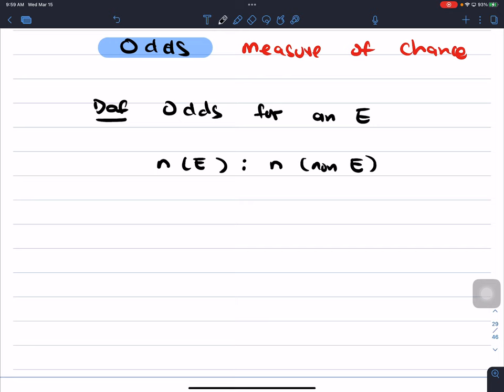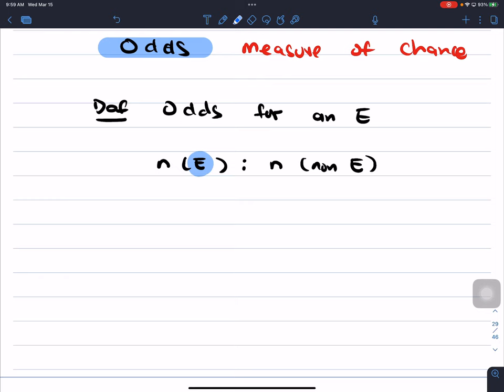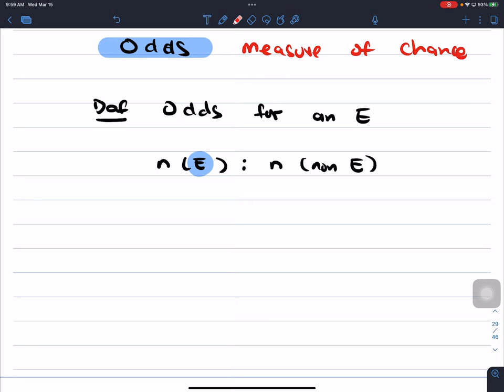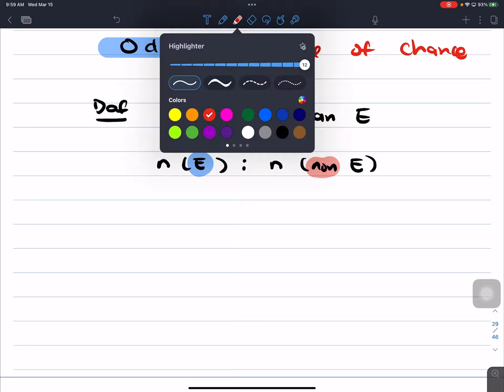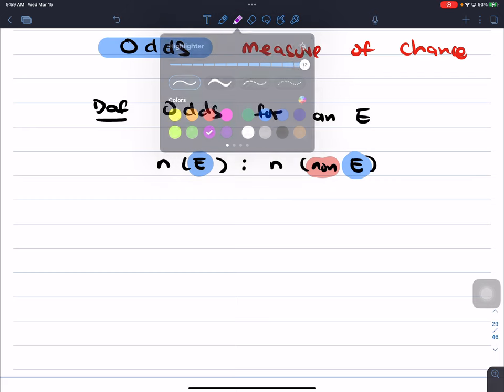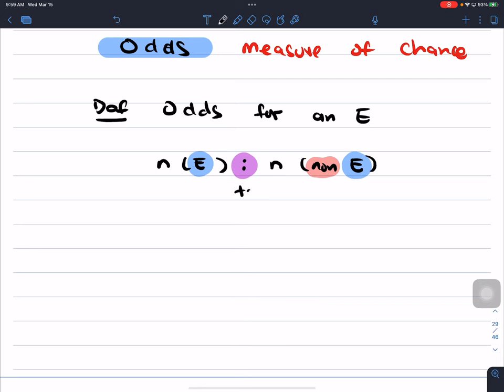Odds for is defined this way. It's the number of outcomes in an event to the number of outcomes that are not in the event. You guys see this colon right here? You know what that means? That's the word to. So you have odds for an event. You got odds for the non-event. And this colon means what? To.